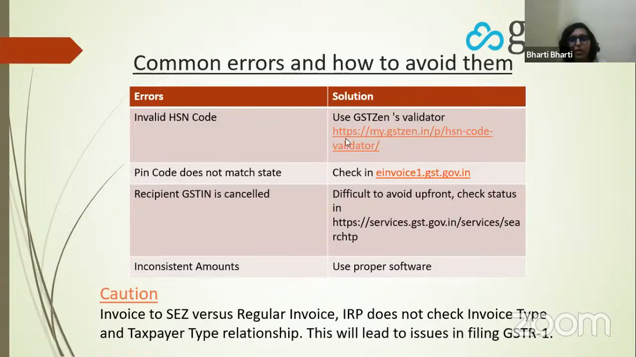Inconsistent amounts. I would recommend that you use the software so that you avoid these human errors of addition or subtraction, or the errors which are avoidable by using a software. You should also make sure that you are not giving the wrong supply type. Let's say you're supplying to an SEZ, but you mark the supply type as regular B2B, then the IRP will not check this invoice type, but you will have issues filing in GSTR1.